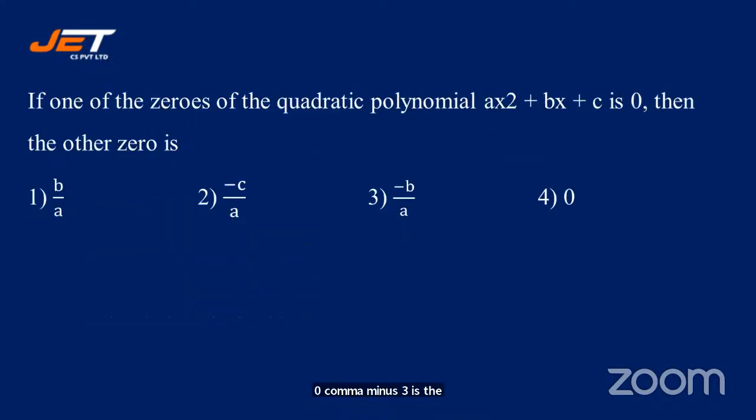All right. Let's move on to the next question. If one of the zeros of the quadratic polynomial ax square plus bx plus c is 0, then what is the other 0?